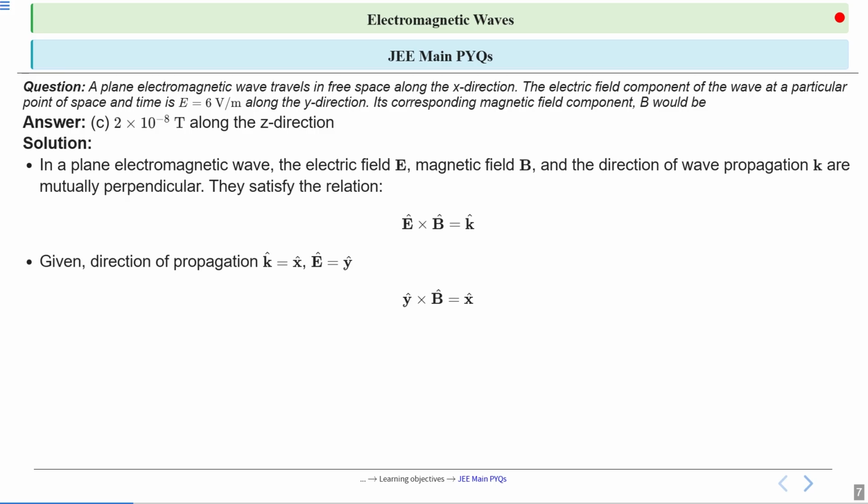So the cross product of which two unit vectors will give x cap? We know that j cross k will give i cap, meaning y cap cross z cap will give x cap. So the direction of the magnetic field will be along the z direction, according to the cyclic properties of vectors. So B cap will be equal to z cap.